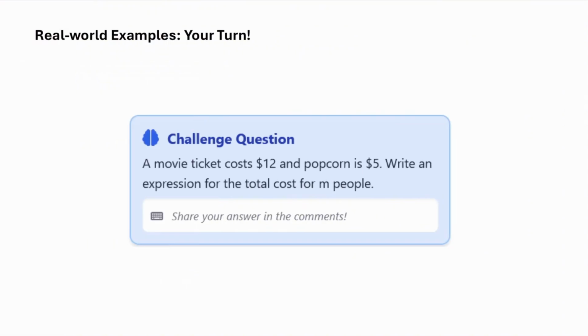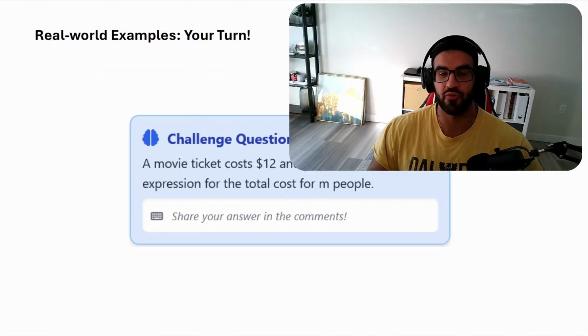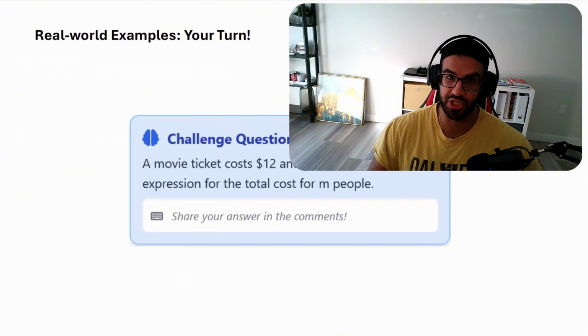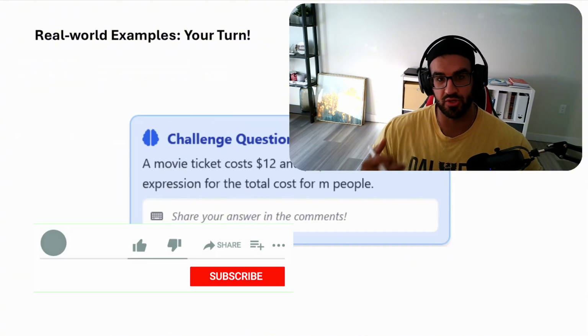So after that part, we do have a good challenge for you. Imagine that you're going to a movie and each of those tickets costs $12. And also you have a popcorn that costs $5. Write an expression for the total cost for m people. Again, remember each of those costs is actually going to be considered as a coefficient for a number. But at some points, there are some constant costs, and at another point, there are some costs for each person. Try to write an expression for me.